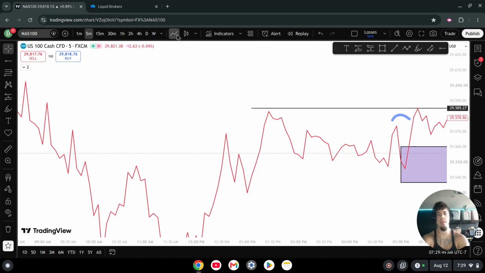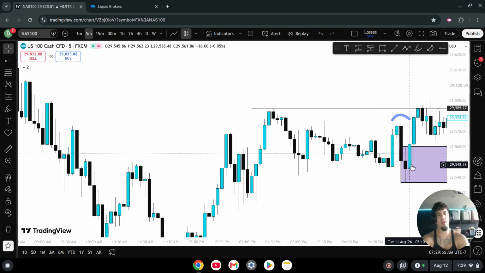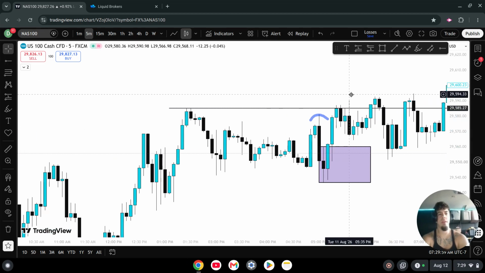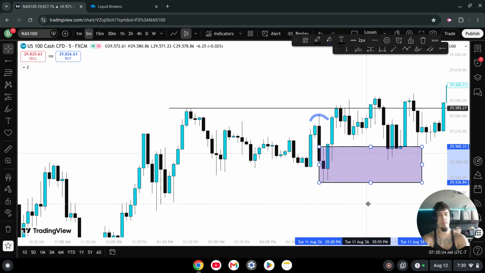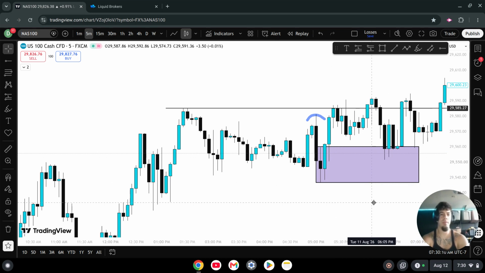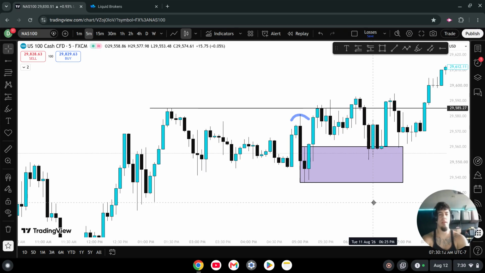Let's go to the line chart. On the line chart, they look equal, but on the candlestick chart, it actually broke above. So what did it do? It pulls back into the zone, taps into the zone, and it held itself up. Created a support, right?